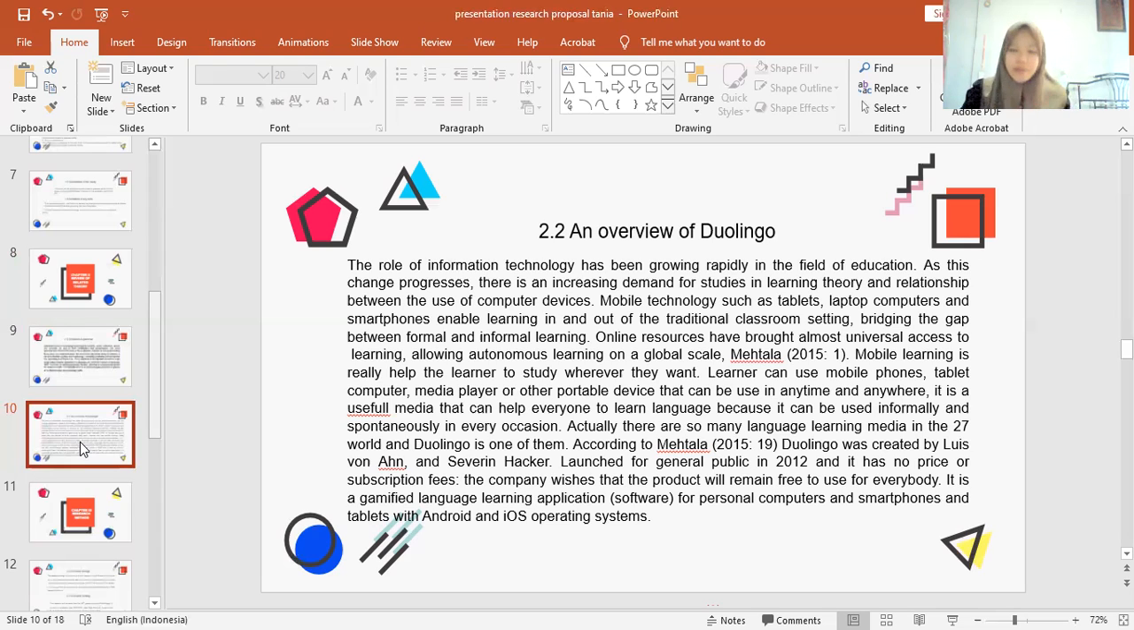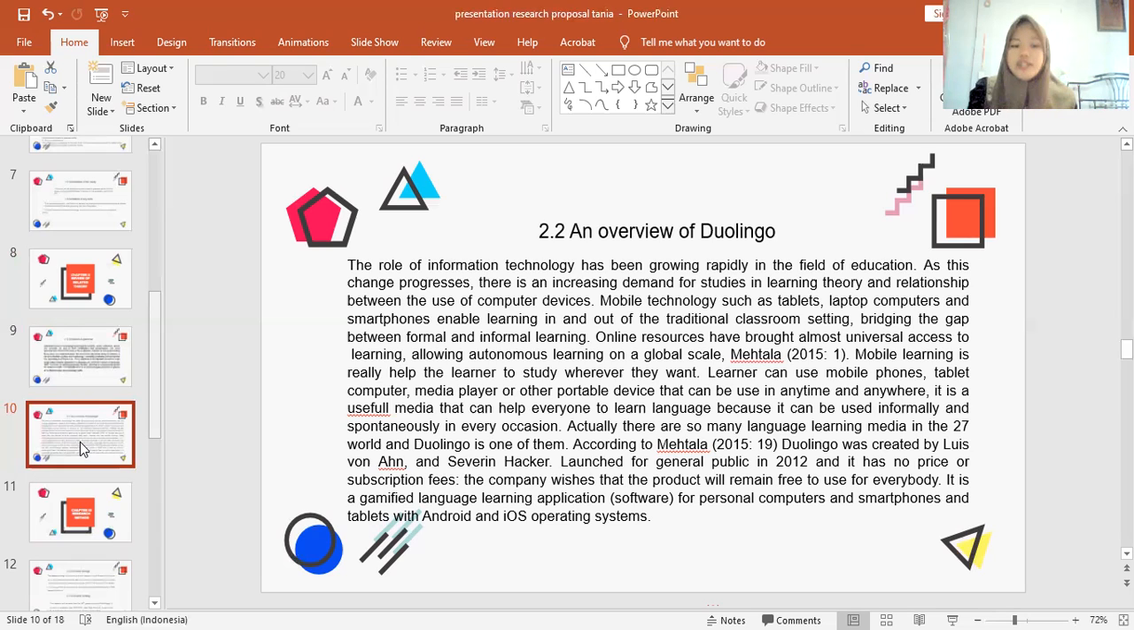According to Metala, 2015, mobile learning really helps the learner to study wherever they want. Learners can use mobile phones, tablets, computers, media players, or other portable devices at any time and anywhere. It is a useful medium that can help everyone to learn language because it can be used informally and spontaneously on every occasion. Actually, there are so many language learning media in the world, and Duolingo is one of them.